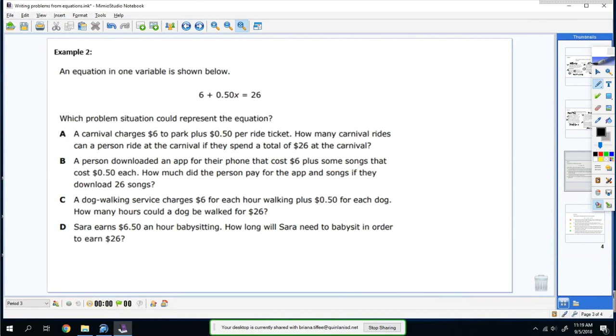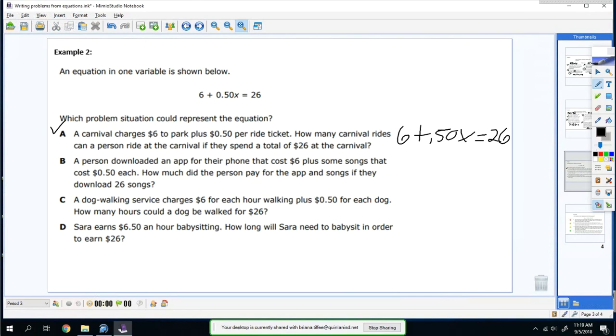Okay, example 2. An equation in one variable is shown below. Which problem situation could represent the equation? 6 plus 0.50x equals 26. So again, we read through it. A, a carnival charges $6 a person plus 50 cents per ride ticket. Okay, so that's $6 plus 50 cents times X, because you don't know how many tickets. How many carnival rides can a person ride at the carnival? They spend a total of $26. So you add that up to get 26. Well, that's correct. So A is correct so far.